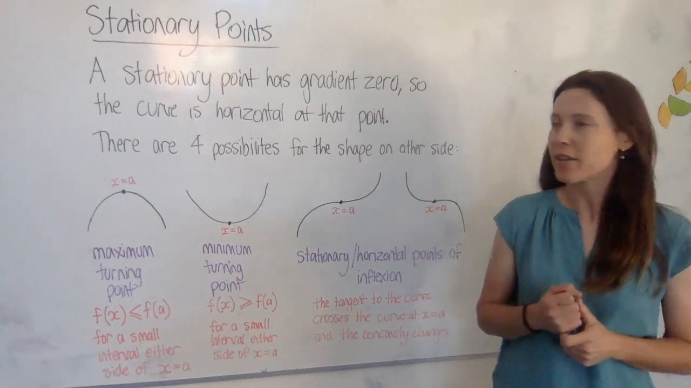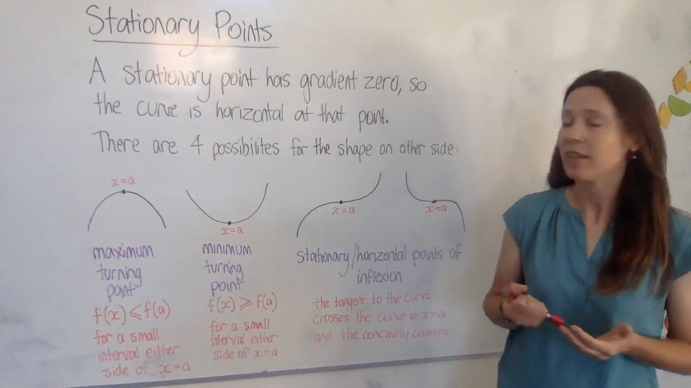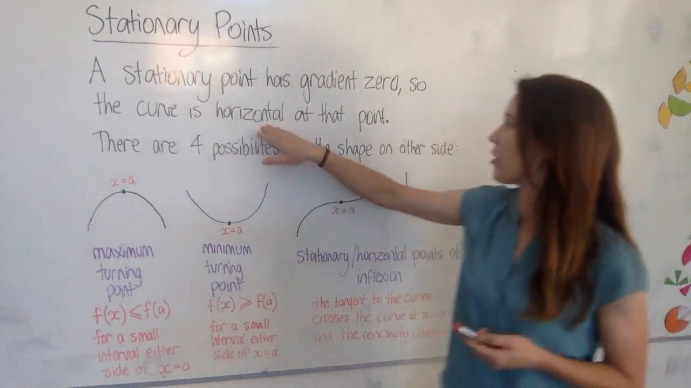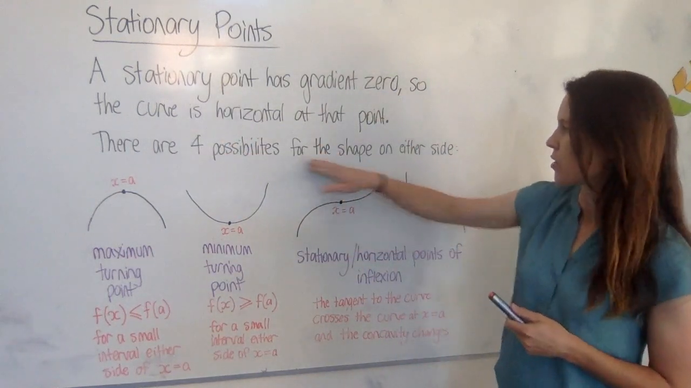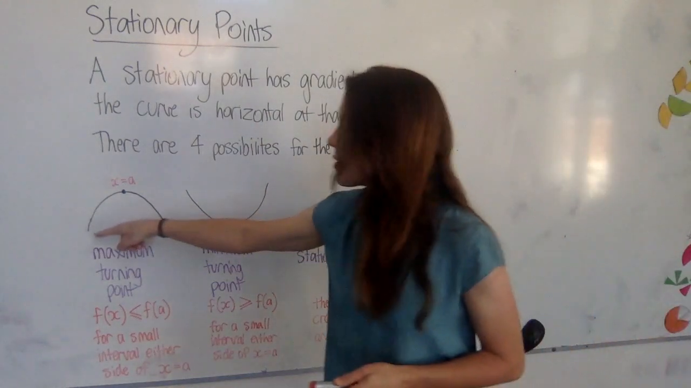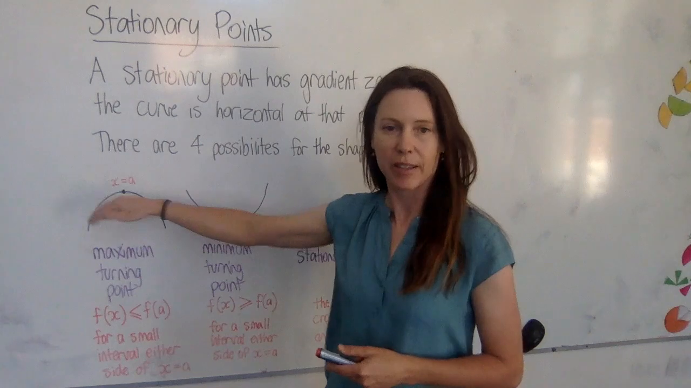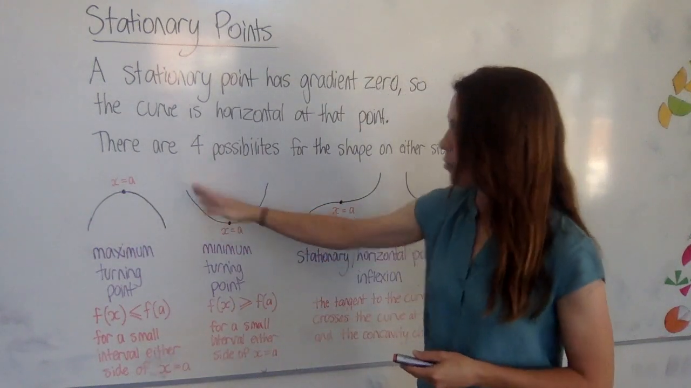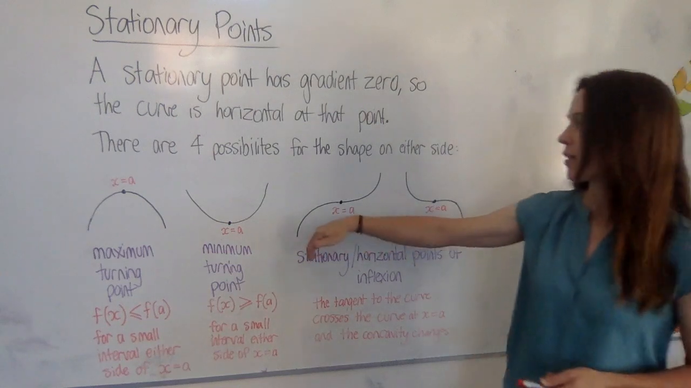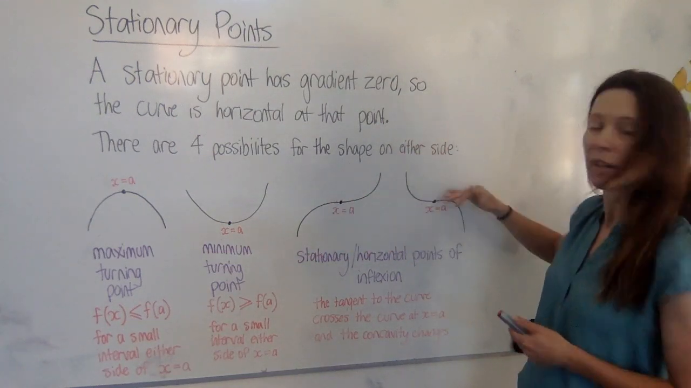Today we're looking at stationary points. Now a stationary point has a gradient of 0, so it's a part on the curve that's actually horizontal. Now there's 4 possibilities for the shape of the curve on either side. Either it's a high point, like the top of a hill, or it's a low point, sort of at the bottom of a gully, or it's going from low to high, or from high to low.